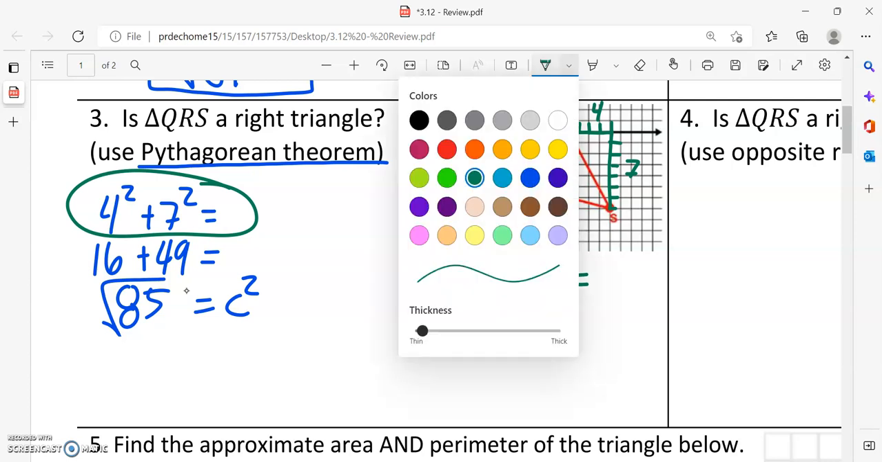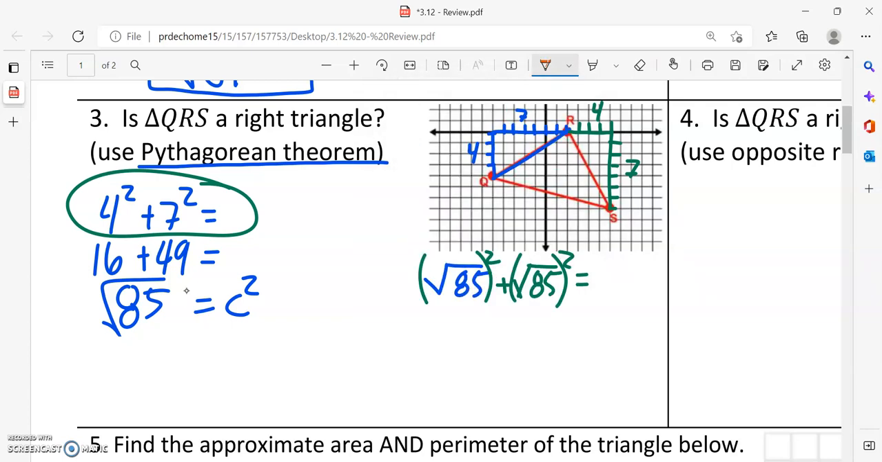Now our last one. Let's do this one in, I guess, orange. So from Q to S. So 1, 2, 3 down. 1, 2, 3, 4, 5, 6, 7, 8, 9, 10, 11. So we get 3 squared plus 11 squared. 3 squared is 9. 11 squared is 121. That adds to 130, and we square root it.